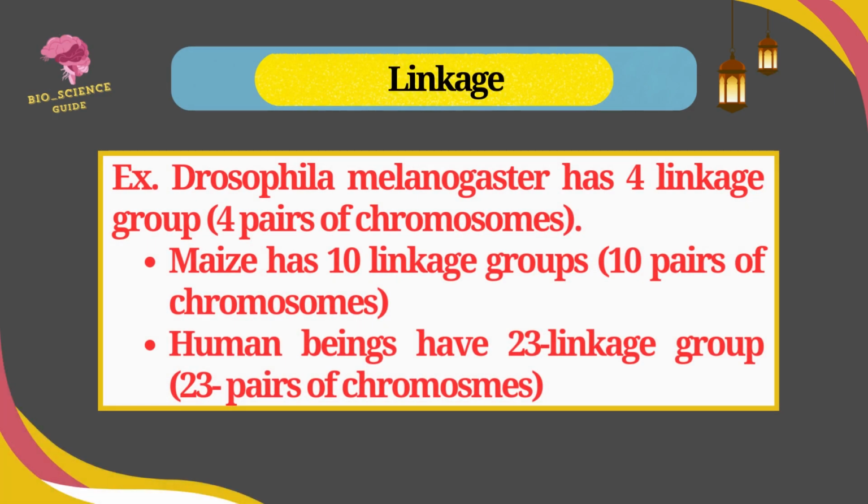Example, Drosophila melanogaster has four linkage groups. It means it consists of four pairs of chromosomes. Maize has 10 linkage groups. It means 10 pairs of chromosomes are present in maize. Human beings have 23 linkage groups. It means there are 23 pairs of chromosomes present in human beings.